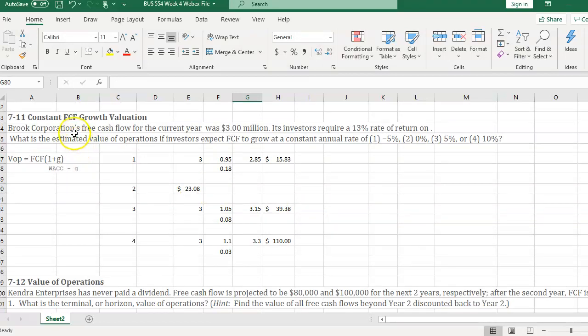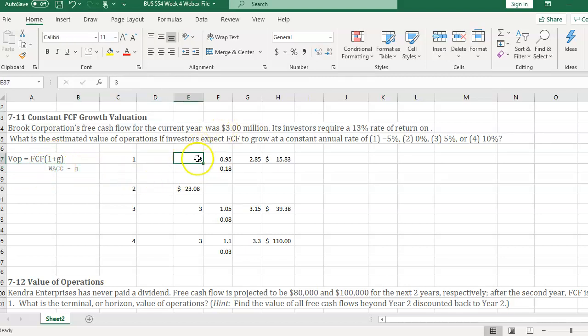Then for 11, it's basically just saying what's free cash flow under a few different scenarios. So we've got a $3 million free cash flow, and we require a 13% return. And then it says what's the estimated value of operations under 3 different growth rates. So we did this formula right here. The value of operations is FCF times 1 plus G divided by the WACC minus G. So that's what this is.